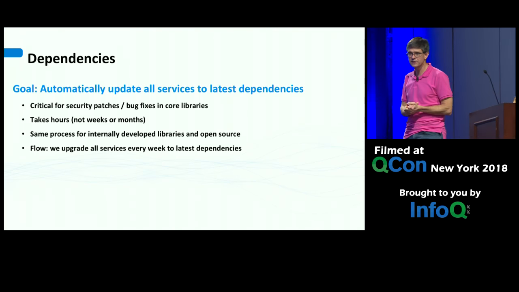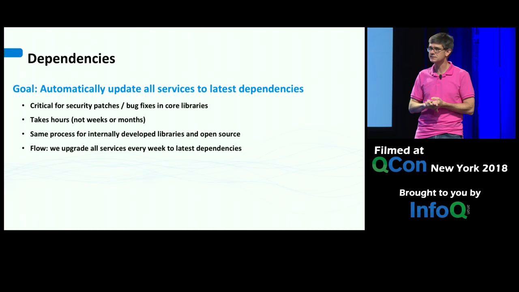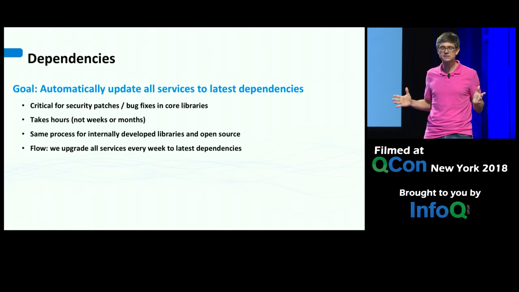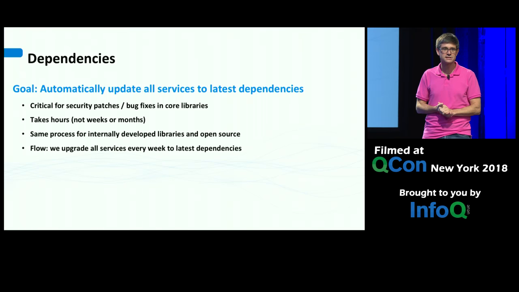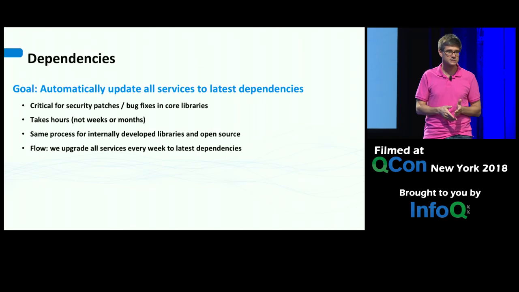And our goal, really, in dependency management is to be able to automatically update all of our services to the latest dependencies. And I think this is the right thing to do. It's debatable because there's a tax you pay as you go. But it means that if there's a critical security update in a library, we can get it out to all our services in hours. If we have a critical bug fix in our core libraries, we can get it out in hours. And it should take hours, not weeks or months.